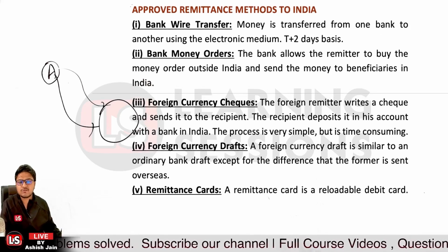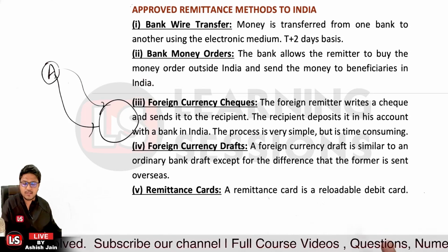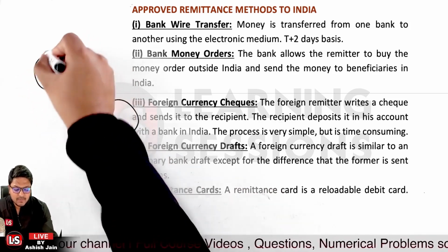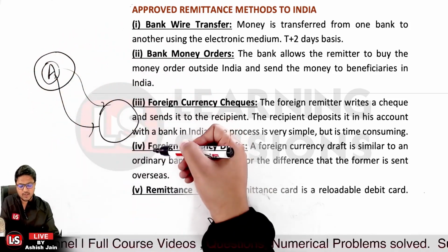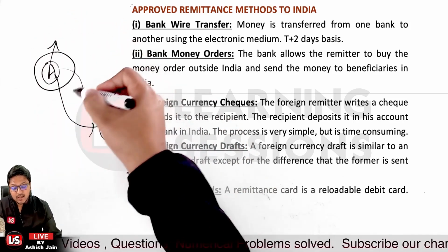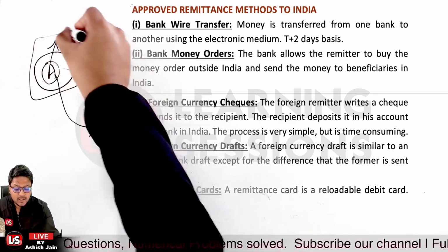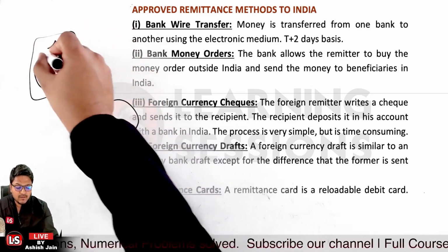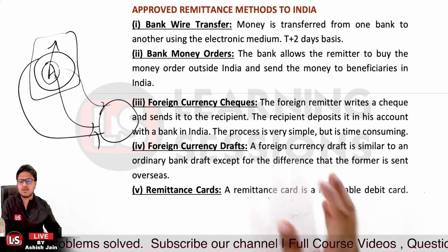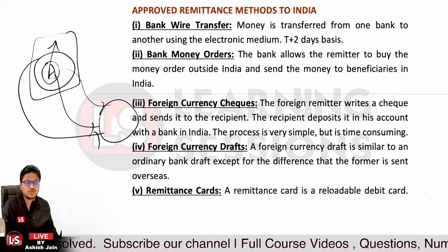Now a foreign currency draft is related to an ordinary bank draft, where the person will be buying a bank draft. Let's say person A wants to send some money. Then he can buy a bank draft in the foreign country from the bank, and further give the same bank draft to the person in India. That's similar to the check, and it's also time consuming.